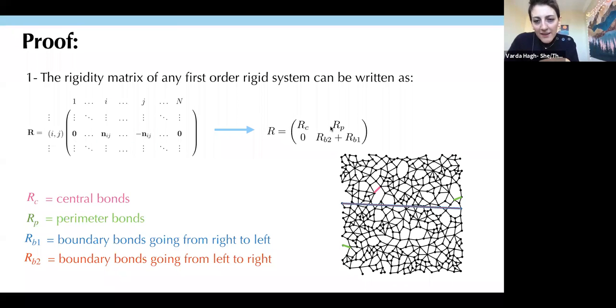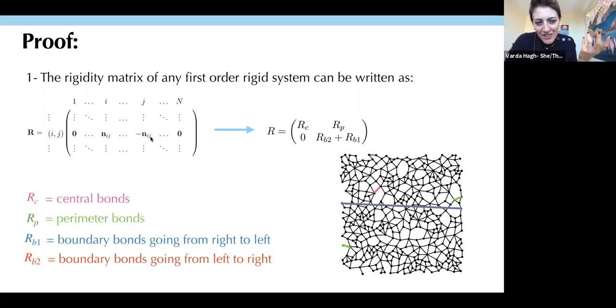Then we can basically put together all the bonds that are on the perimeter, but that are not going across the system. So these are the bonds that are attached to the nodes that are on the perimeter, but they're not going across the boundary. We can write them again as some other matrix, which is RP. And then because of this structure of the rigidity matrix, bonds that go from I to J will have this Nij, and bonds that go from J to I will have this minus Nij.